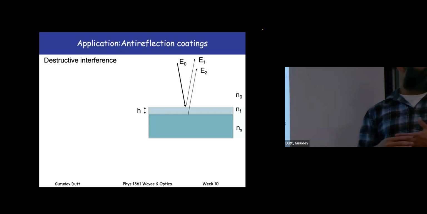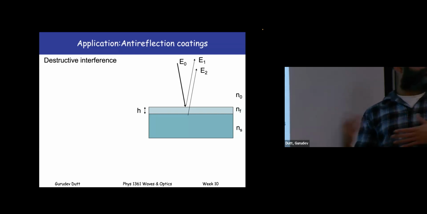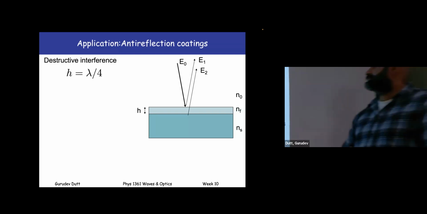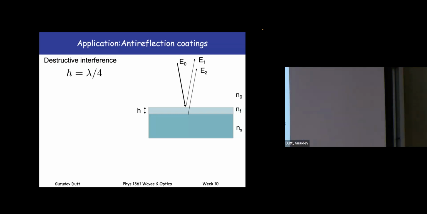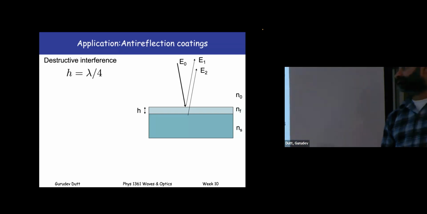And that should then be equal to m lambda naught over 2. So that will also give us the same answer. So h equals lambda over 4, lambda here representing lambda naught divided by nF.